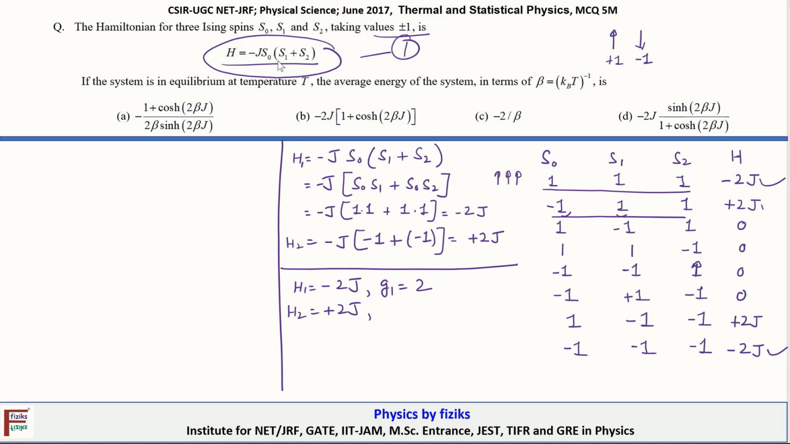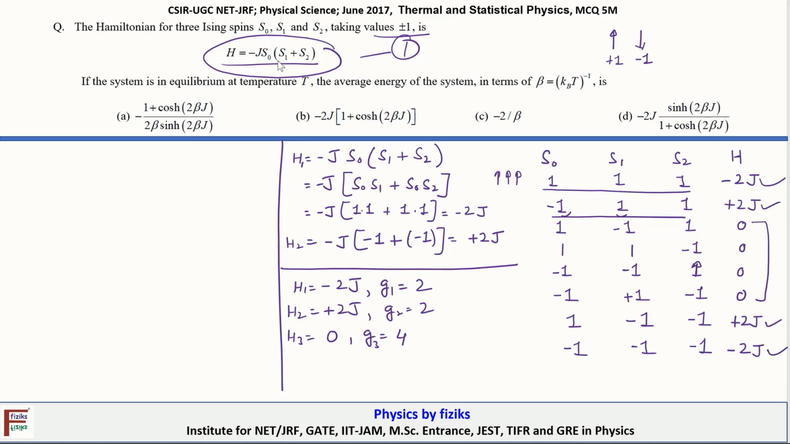It's also occurring 2 times, 1 2. Okay, so the corresponding degeneracy is 2, and how many times has 0 occurred? It's 4 times. So let's call this H3, and this is 0, and the corresponding degeneracy is G3, that is equal to 4. Okay, so now we can write the partition function.